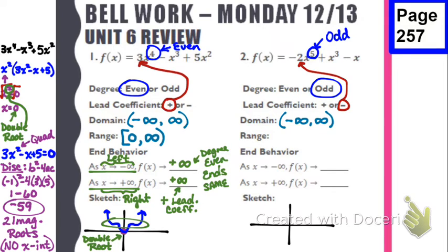End behavior. Let's do the right side first. That's this one right here with the plus infinity. That means I'm talking about the right side. It's going down. How do you know? Because the right side, because it's a negative leading coefficient. Yes. Negative leading coefficient.